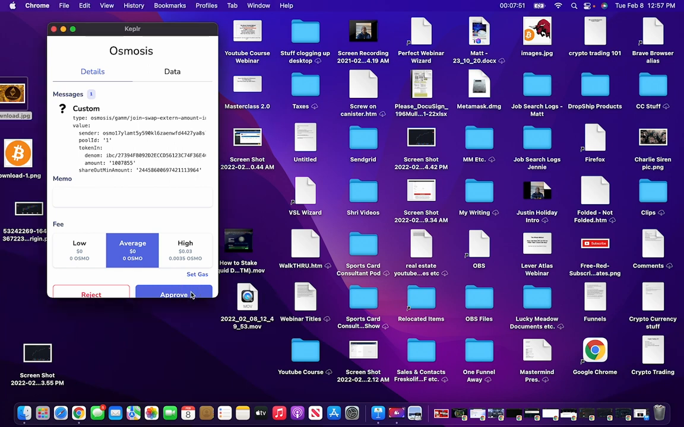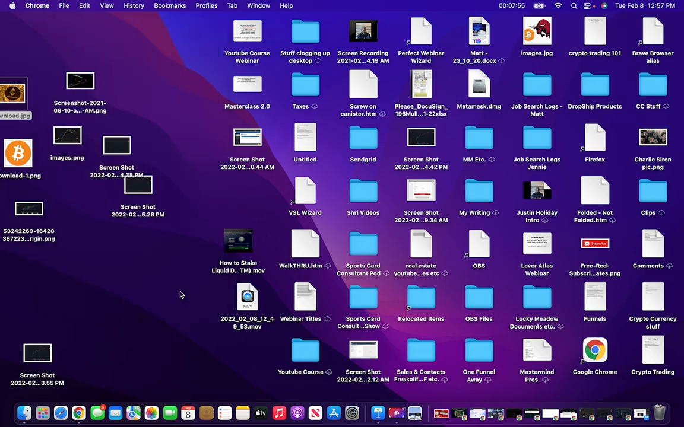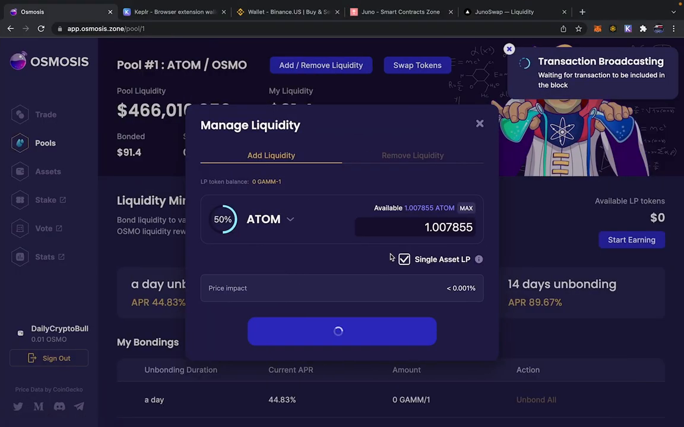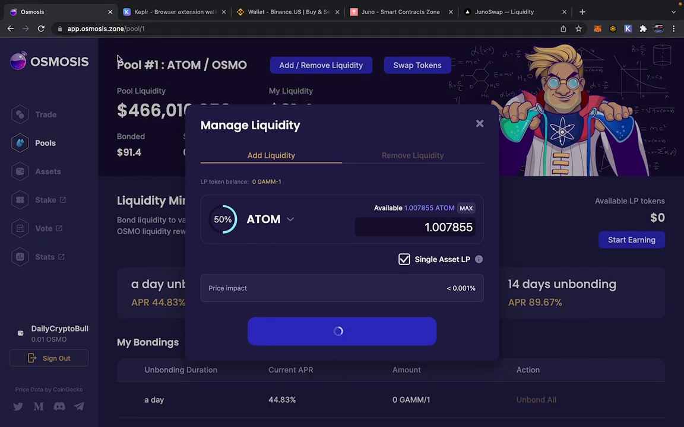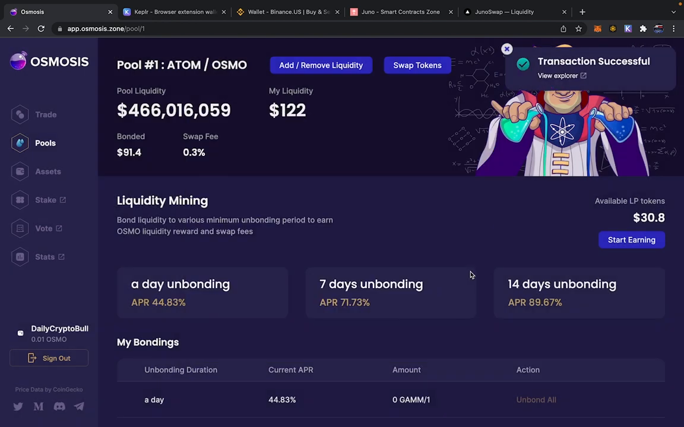Approve. Oh boy, I really took down my screen here. Approve. Yeah, when I'm recording and I have my full screen version here on my Mac, it always does that. But this is really quick. Look at that. Now I have 122 in my liquidity. Interesting. Oh, yeah, because I already had $90 in there.